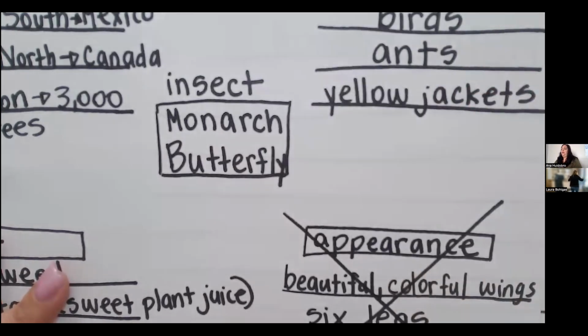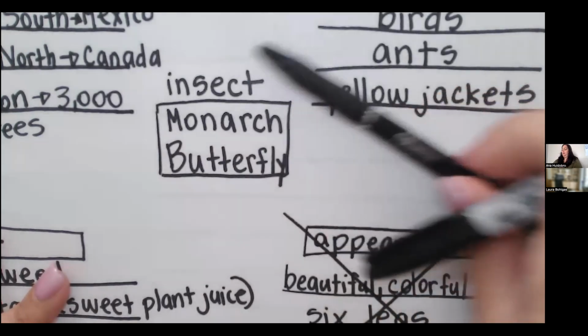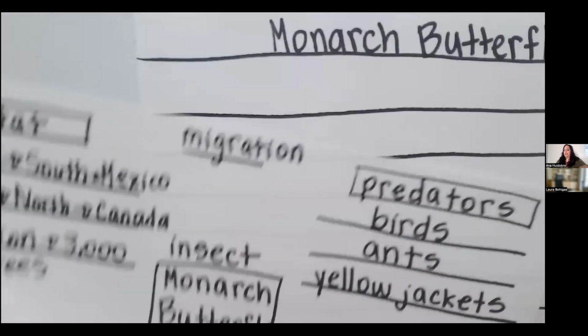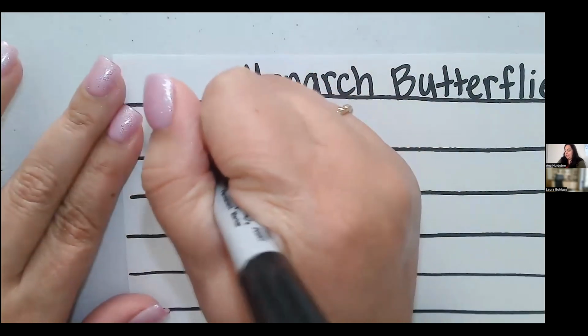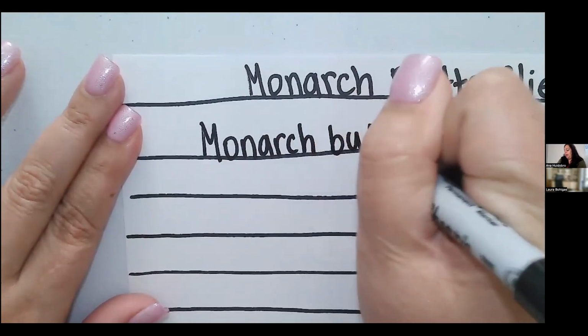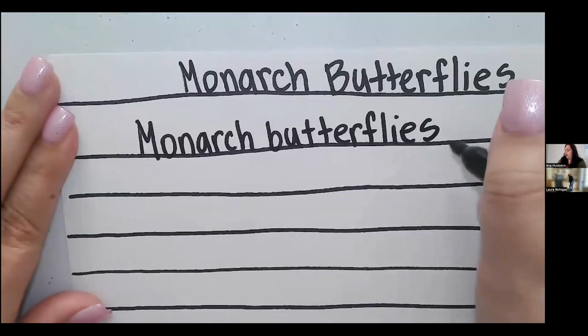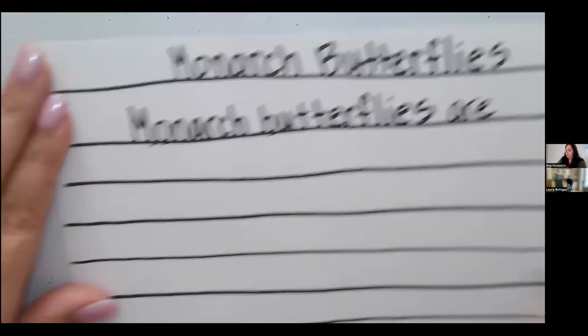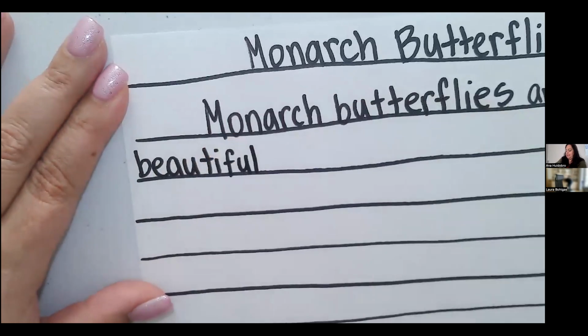Excellent. If you would like to go ahead and share your topic sentence with someone else right now, we can go ahead and pause and you could read it out loud. Perfect. I'm going to go ahead and write my topic sentence. Okay. My topic sentence was, I'm going to leave a little space. This is called indenting. Monarch butterflies are beautiful insects.